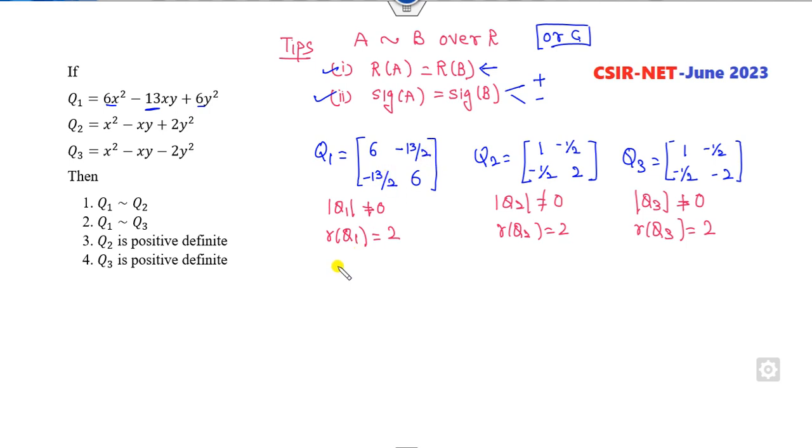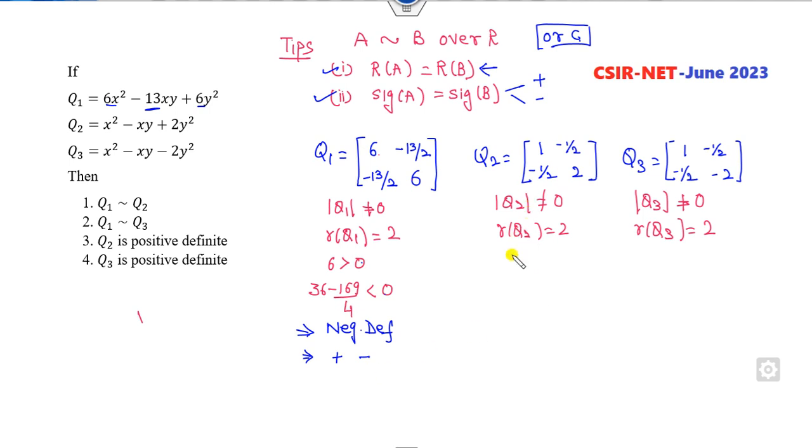Now we can find the eigenvalue signs. How can you find them? We can check the principal minors. The first principal minor is 6, which is greater than 0. The second principal minor is the determinant 36 minus 169 over 4, which is less than 0. What is the meaning of that? It is not definite, because the first principal minor is positive and the second is negative. What is the meaning of that? One eigenvalue is positive, the second eigenvalue is negative.